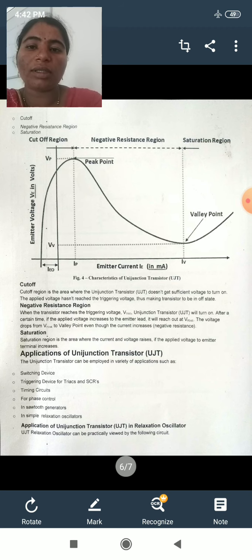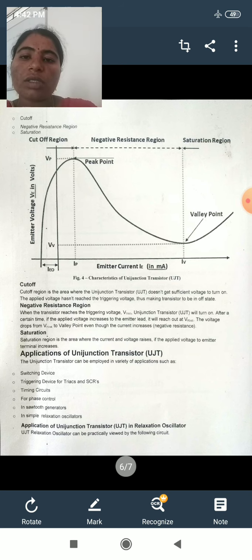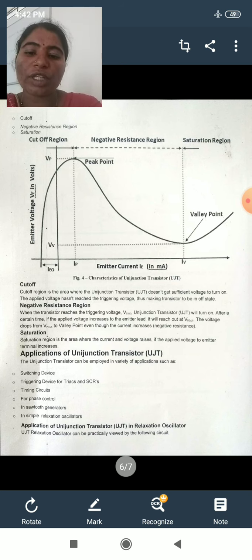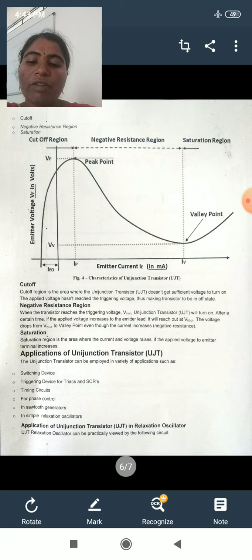Now the next point is the applications of the UJT, where it is used. First, it is used as a switching device. Next, it is used as a triggering device for the triac. Triac is a thyristor type of device. Diac and triac are thyristors, and for triggering these thyristors, the UJT is used as a triggering device.